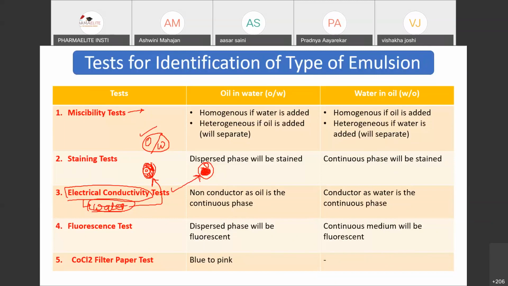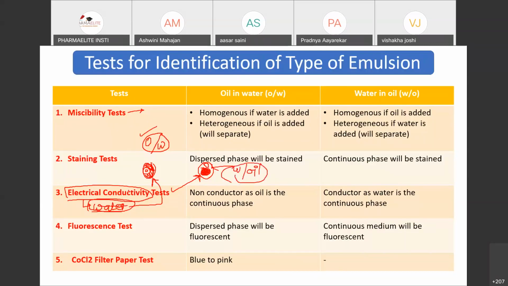Oil is not a good conductor of electricity. So if I pass an electric current through an emulsion, and it's not conducting electricity, it simply means that its external phase is oil. If its external phase is oil, it means its internal phase would be water. In that case, it's a water in oil emulsion.